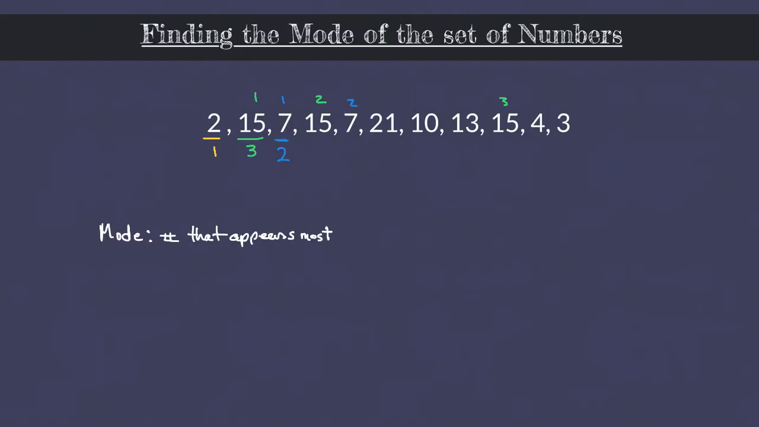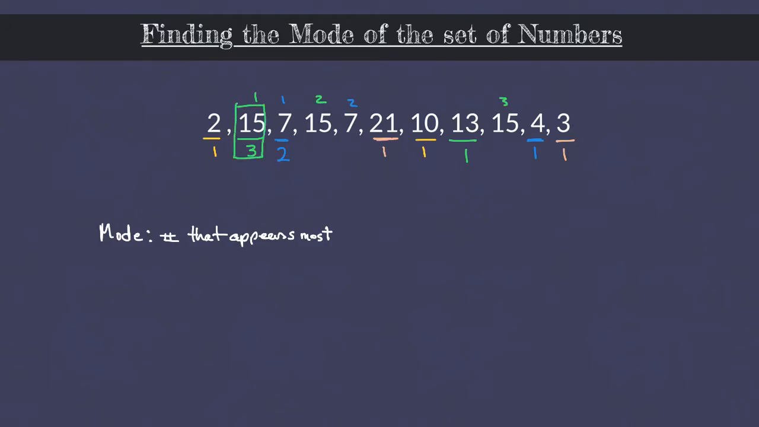Now we can skip over to 21 since we've already accounted for 15 and 7. 21 is repeated once. 10 is repeated once. 13 is repeated once. And we're going to skip 15 because we already accounted for it earlier and go to 4, which is repeated once, and finally 3, which is repeated once. So what we can take note of is the fact that the number that is repeated most in our data set is the number 15.